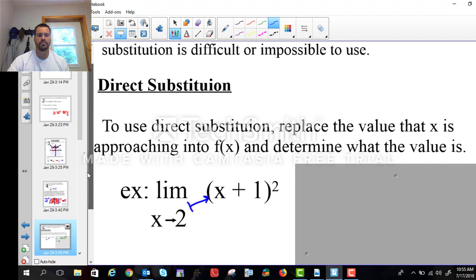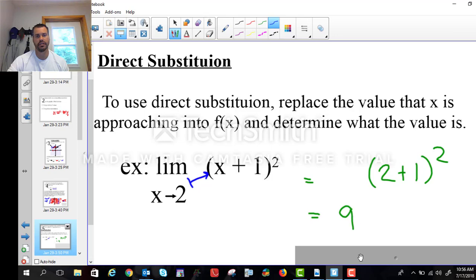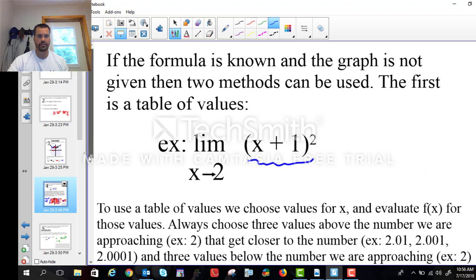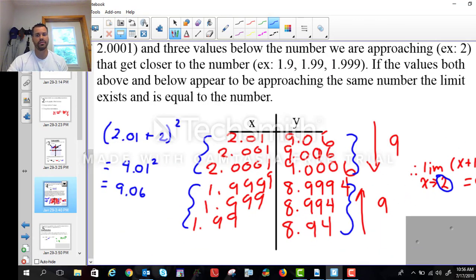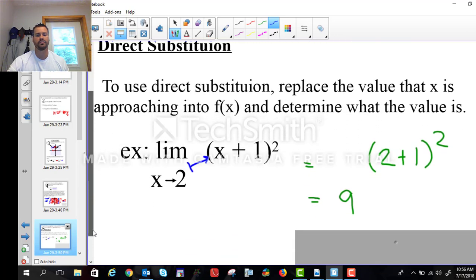So to use direct substitution, we simply are going to take the 2 and put it in. And when we put in 2 plus 1 and we square it, we get 3 squared, which is 9. And you'll notice we get the same answer that we got from our table values. If we jump back there for a second, we get the same result, 9, but we get it a lot quicker. And so that's the method that we want to use if we can. The table of values is useful, and we will use it, but only after we've tried direct substitution and it doesn't work for some reason.